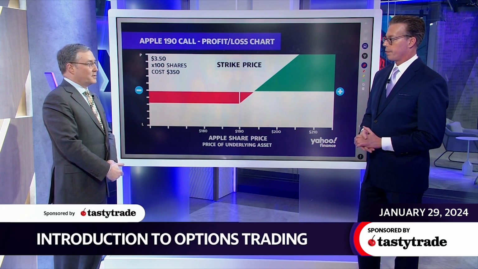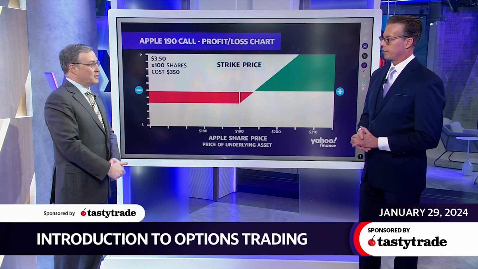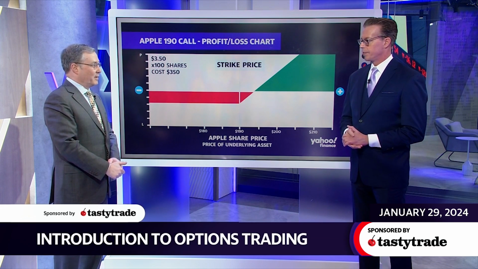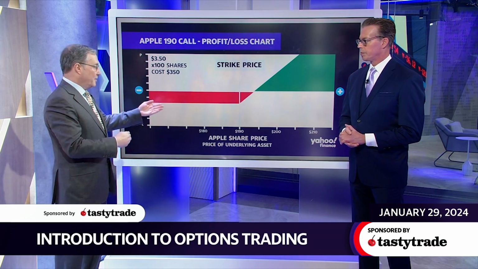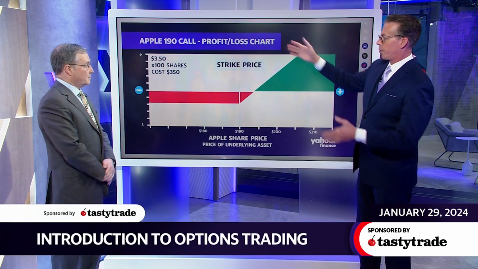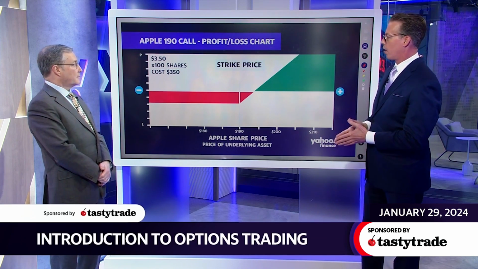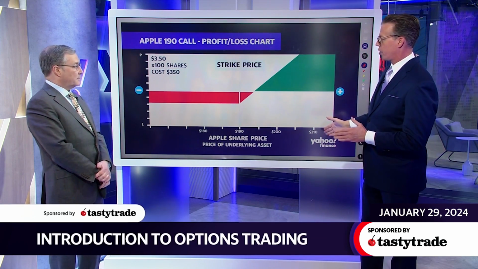There are few guarantees in options land. One of them is that there is no premium left on expiration date. It's either going to be in the money or out of the money, and this chart shows you that. This is for an Apple 190 call, and this is a typical profit and loss chart.